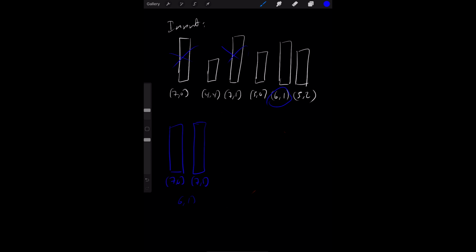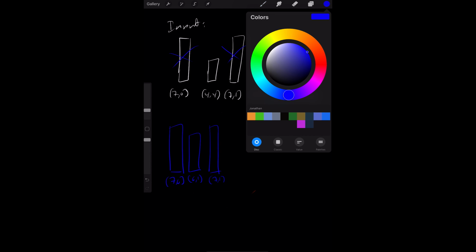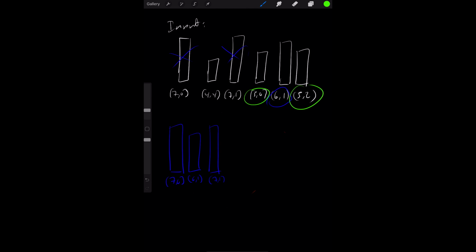Okay, 6, 1. I want to put it in between here. So I'll just put it in between. I didn't think this through. So then now 6, 1. This is correct, and then 7, 1 is still correct here. All right, what are the next tallest people? These guys, right? And then how do we order them?